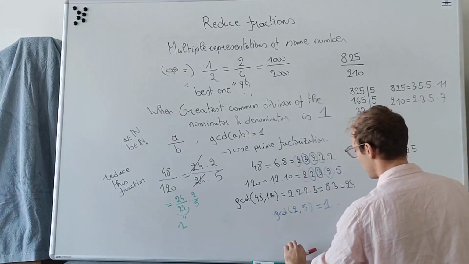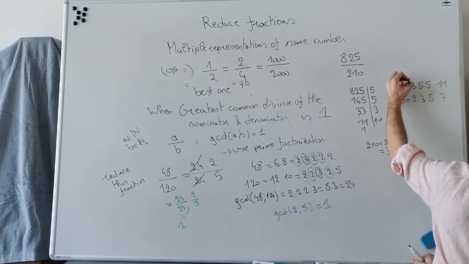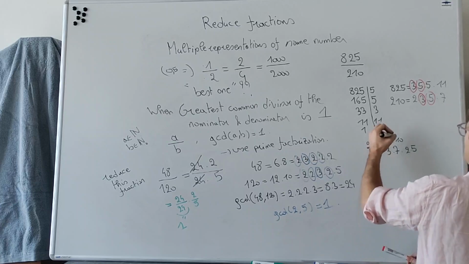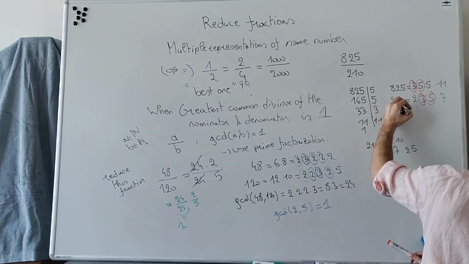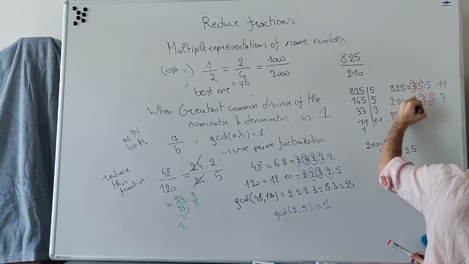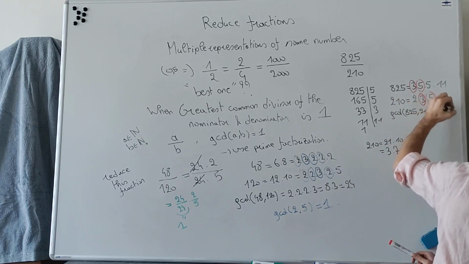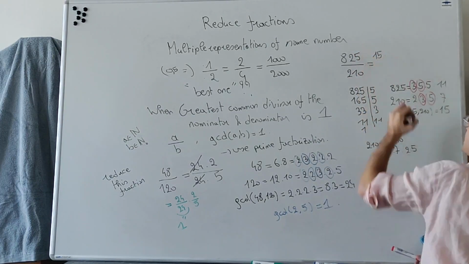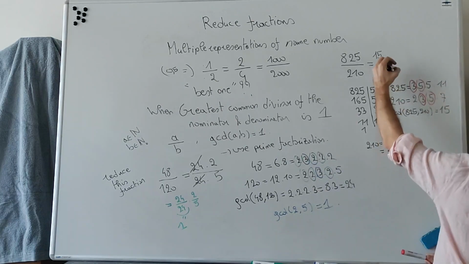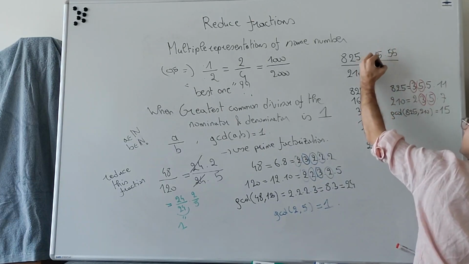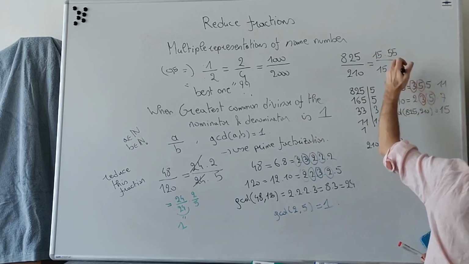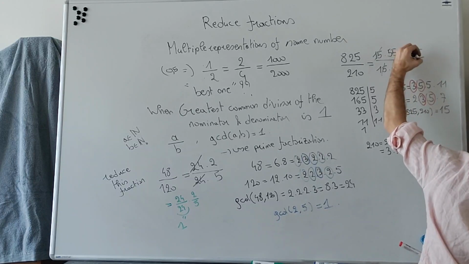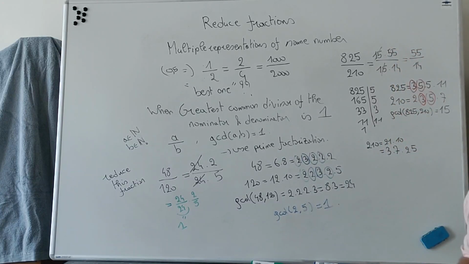So I have to encircle the common prime factors, which are one 3 and one 5. So I immediately have that the greatest common divisor of these numbers is just 15. And so I can write this as 15 times 5 times 11, which is 55, divided by 15 times 2 times 7, which is 14. So this equals 55 divided by 14.